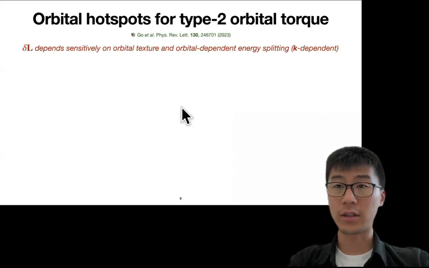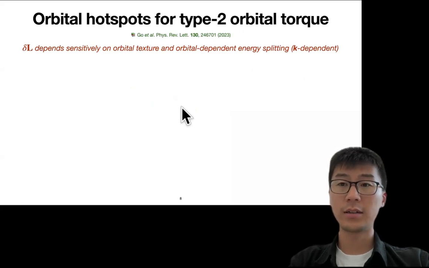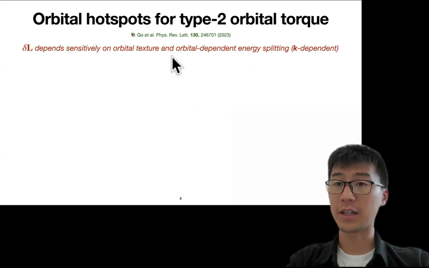And type 2 orbital torque is quite interesting because it's coming directly from orbital accumulation. So therefore, this depends really sensitively on the orbital texture and the orbital dependent band splitting. So this is quite K dependent.